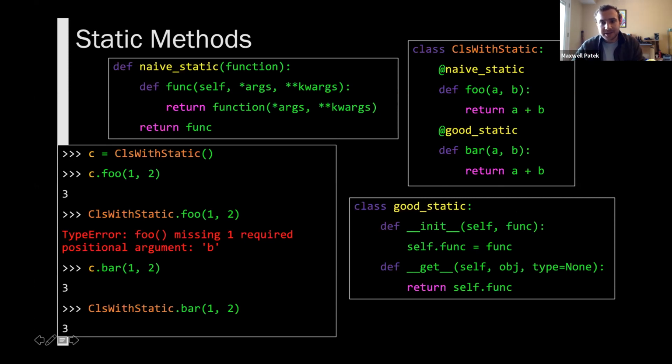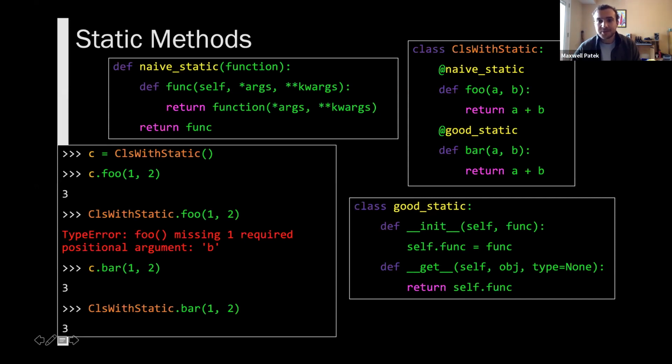But the magic happens here when you use the dot. When you look up c.bar, that's going to look up bar in C's dict. It's not there, so it's going to fall back to class with static dict. And it is there. But because we defined the get method, before returning what was there, it's going to call this get method. And the get method returns the func, not self. So calling c.bar ultimately returns the func, not the good static object.